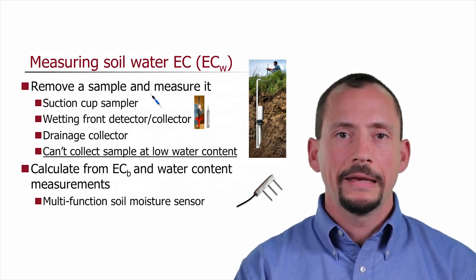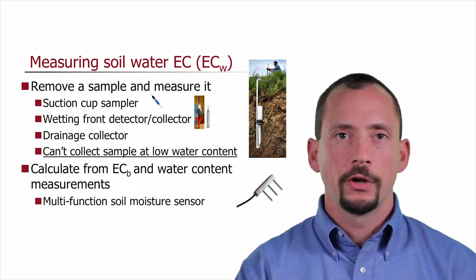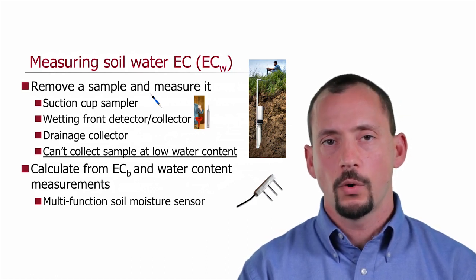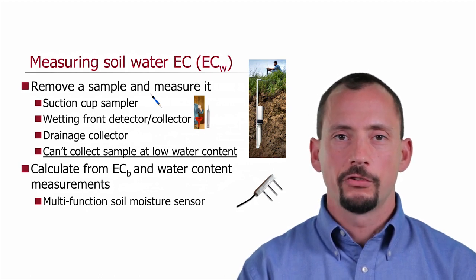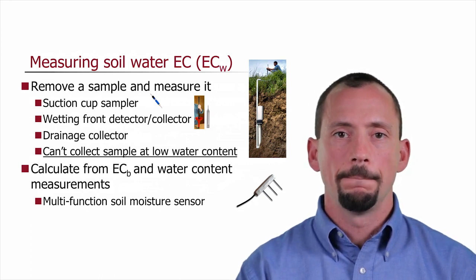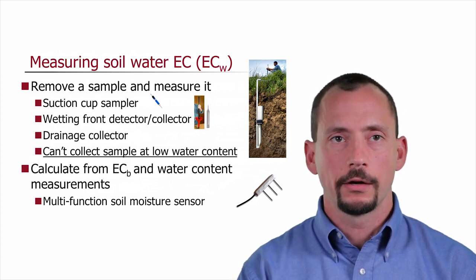But you cannot remove water from soil at low water content. It becomes impossible to pull a sample of water as the water potential goes down toward negative 100 kilopascals. And so these sampling techniques are only useful at high water content.